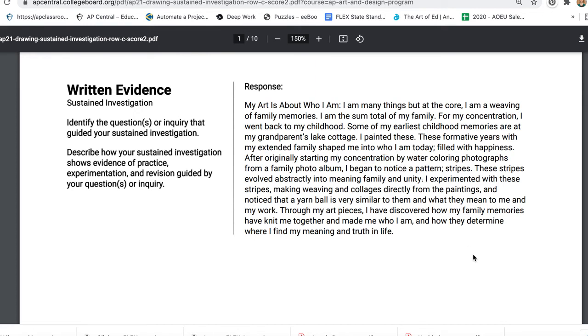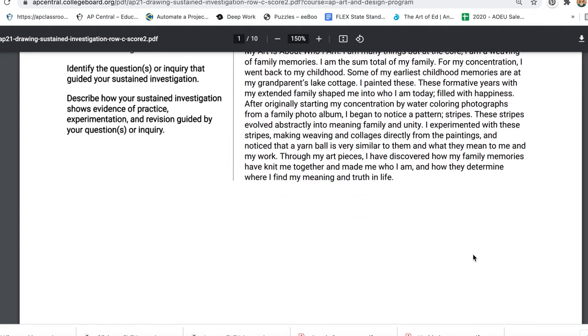I experimented with these stripes, making weaving and collages directly from the paintings, and noticed that a yarn ball is very similar to them and what they mean to me and my work. Through my art pieces, I have discovered how my family memories have knit me together and made me who I am, and how they determine where I find my meaning and truth in life.